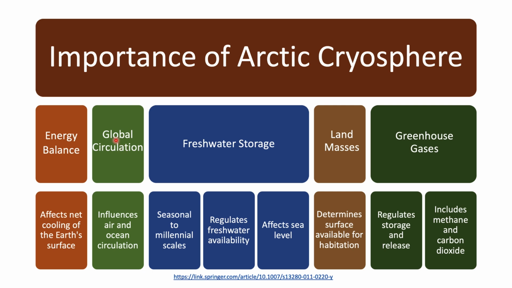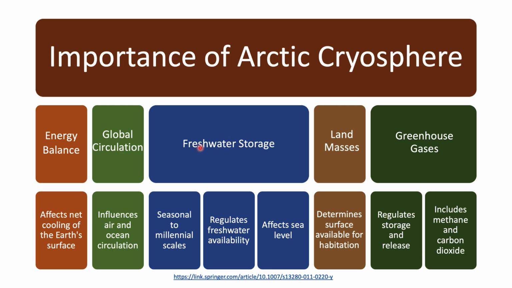Then we can also learn about global circulation. How does it affect the global circulation? This influences the air and ocean circulation. The Arctic cryosphere affects the global circulation of air. Not only air, even water is affected because of the Arctic cryosphere.